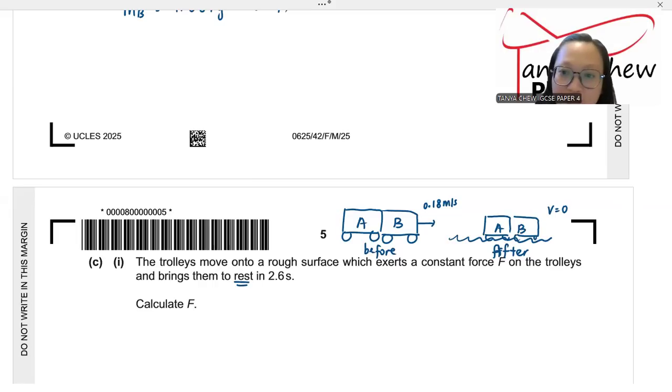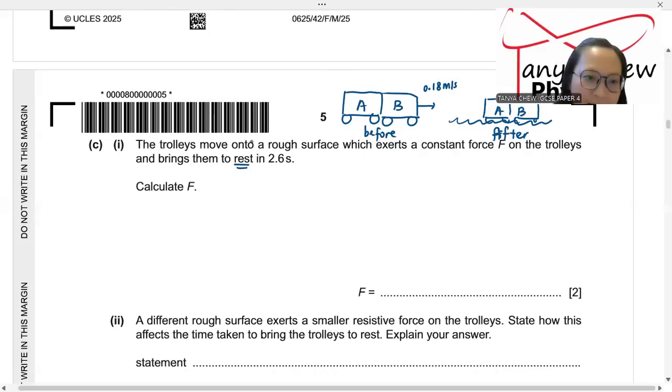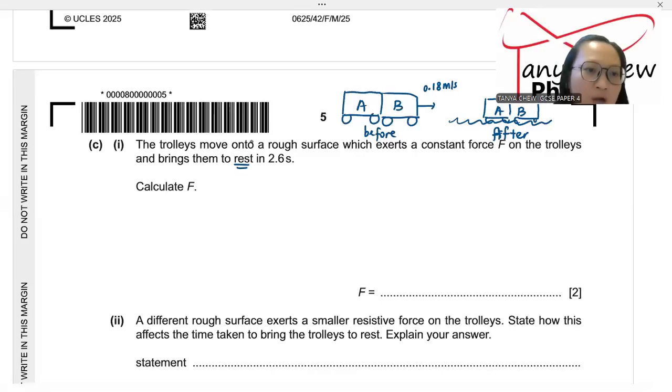See that? And the time taken is 2.6 seconds. Calculate F. Now, if you want to calculate F and use Newton's second law, you are welcome to. Newton's second law, where N2L means Sir Isaac Newton's second law, states that the resultant force is equal to the rate of change of momentum, the change in momentum per time taken.